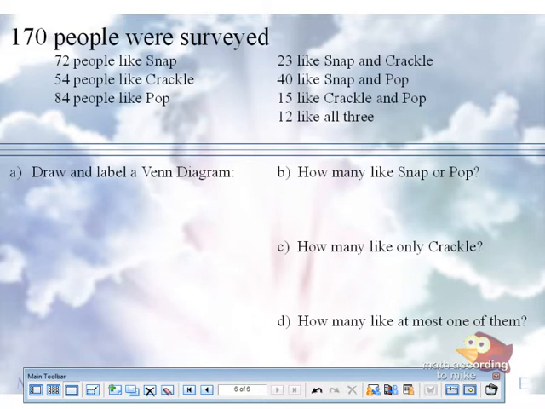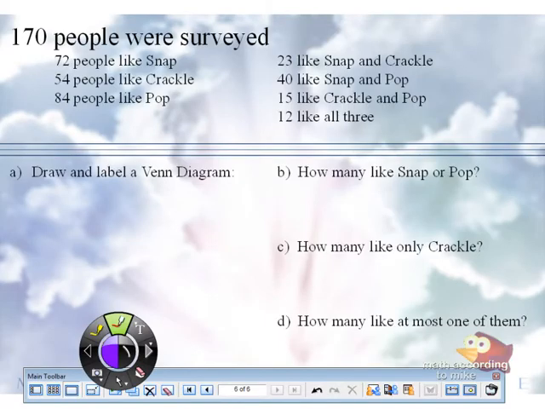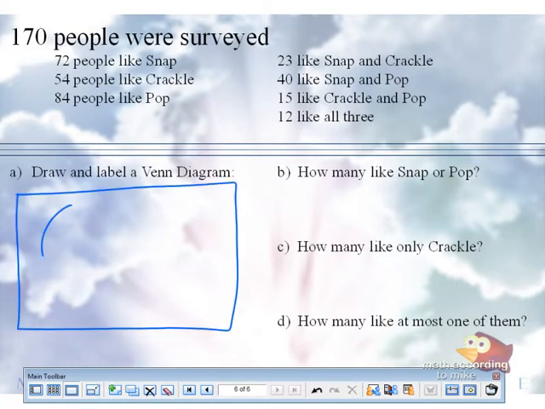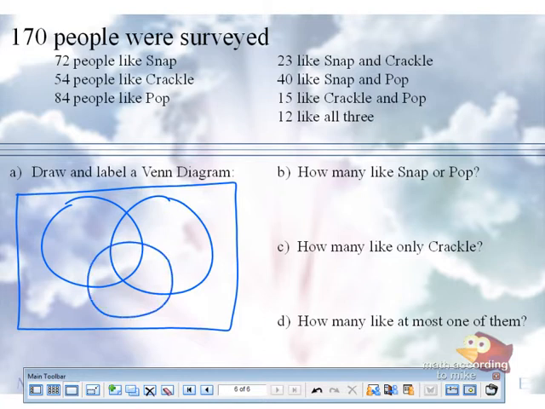We did our ham and cheese example, which had 2 circles. So now we're going to do one that has 3 circles. All right, 170 people were surveyed. 72 people like Snap, 54 like Crackle, 84 like Pop. So we're going to need 3 circles here. We'll need a Snap circle, a Crackle circle, and a Pop circle. Again, abbreviations are okay as long as letters are understood. And that is the standard picture for a 3-circle Venn diagram.